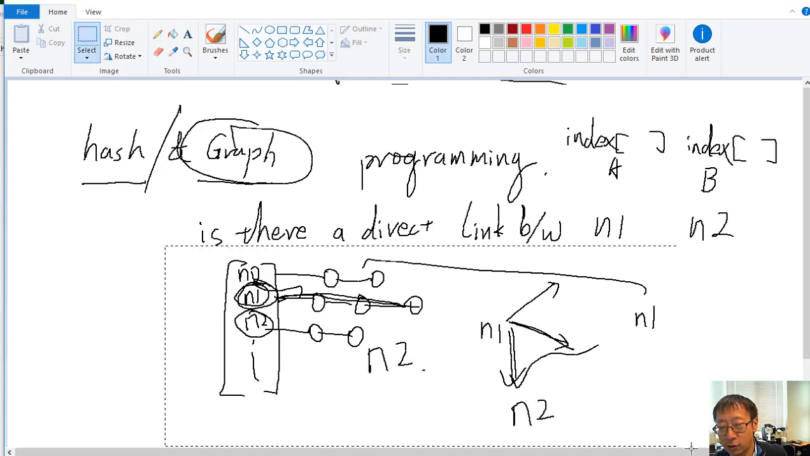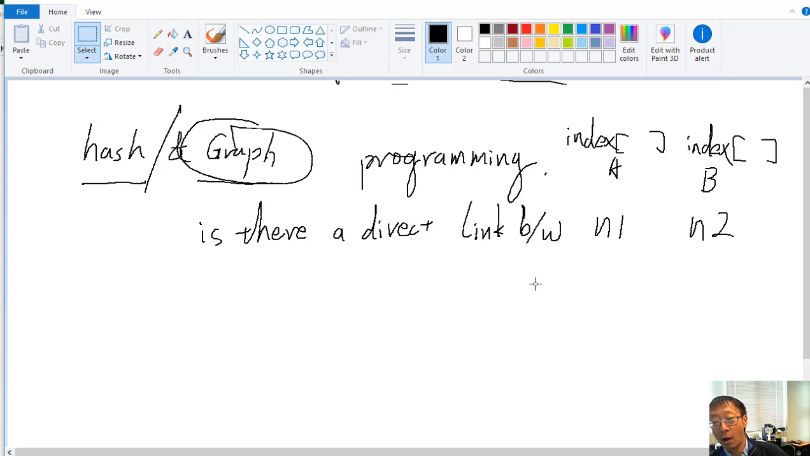And the second question we are going to see in graph a lot is, is there a path?